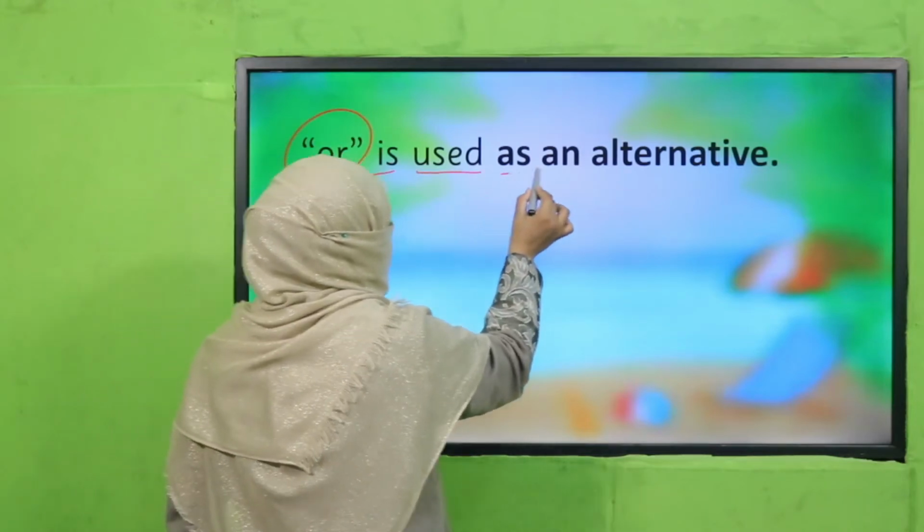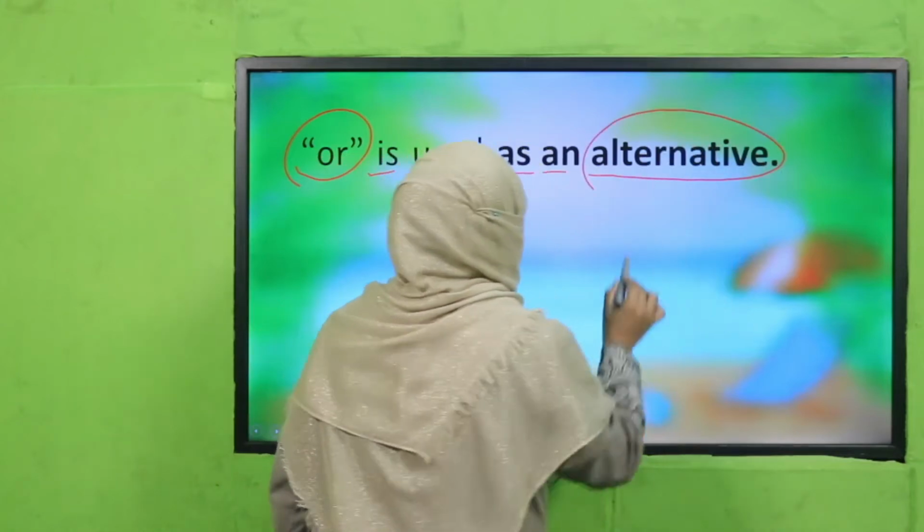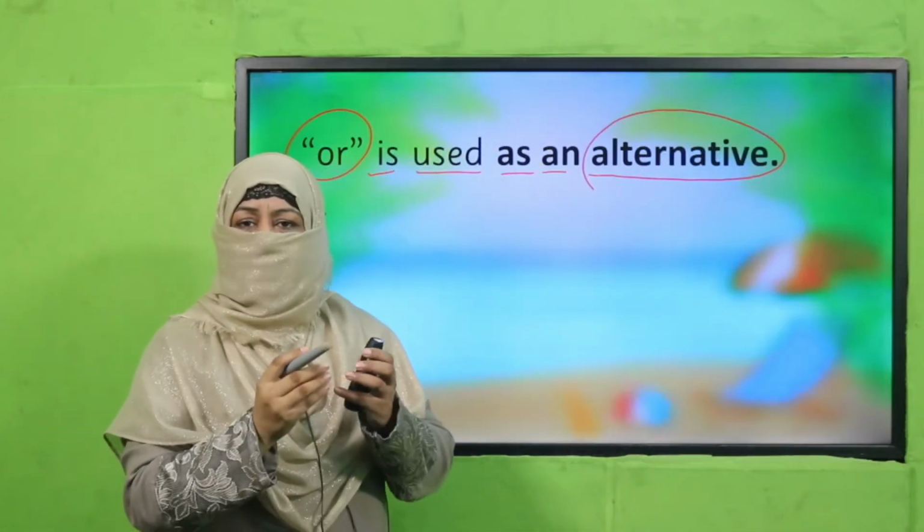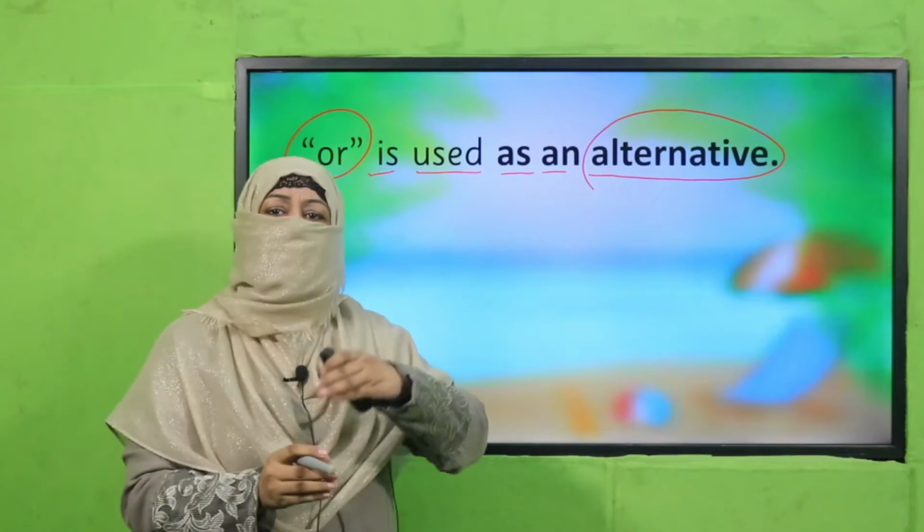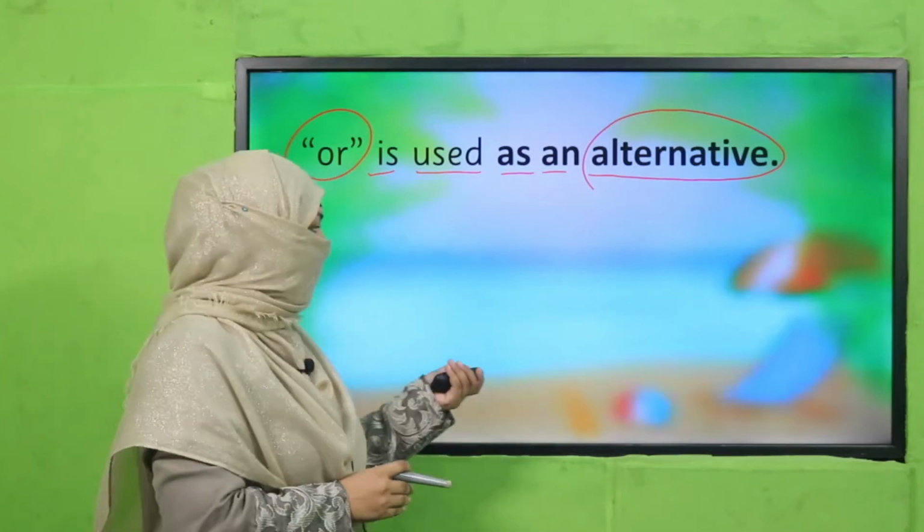The next conjunction is or. Or is used as an alternative. Alternative means instead of one thing, there is another. Right? How do we use it?